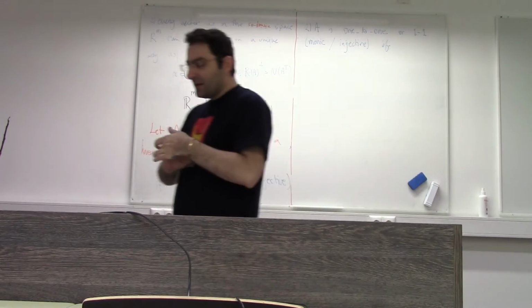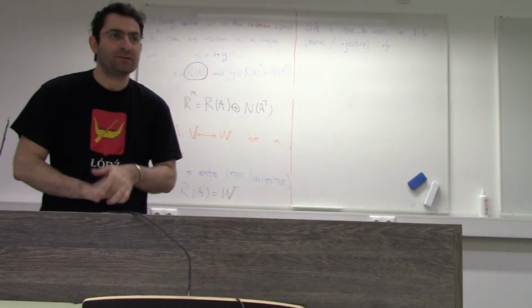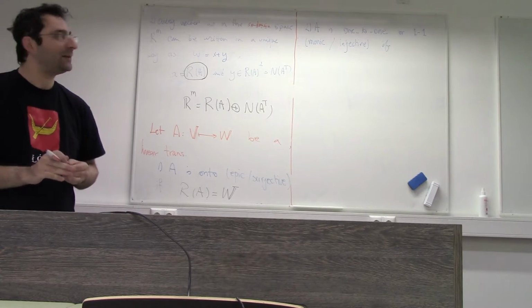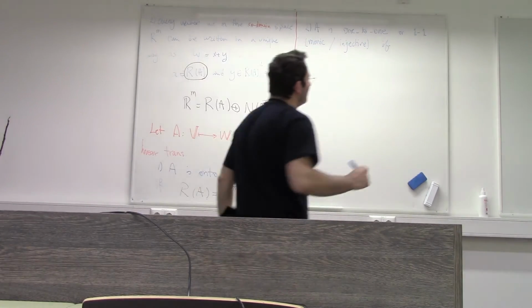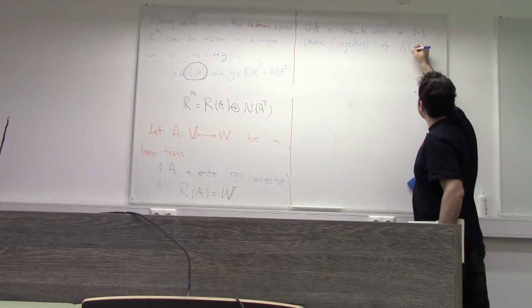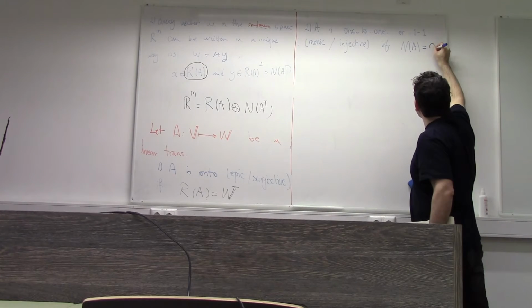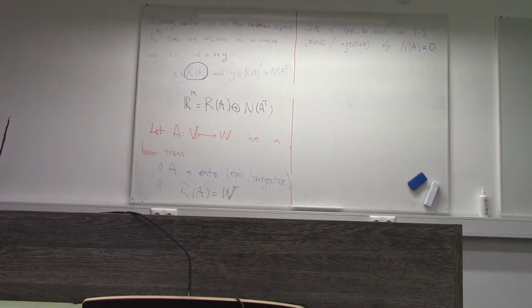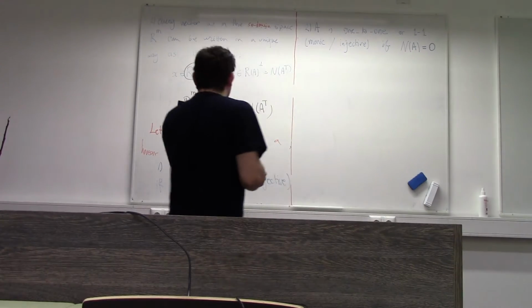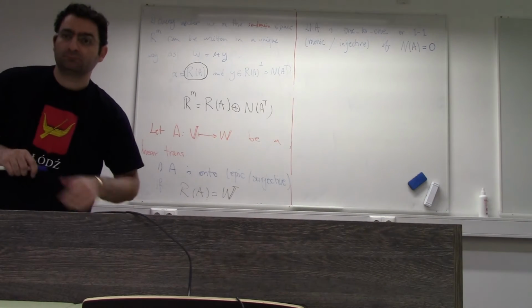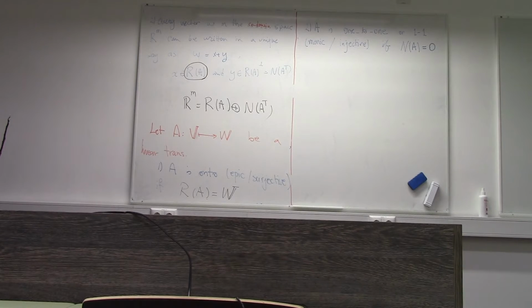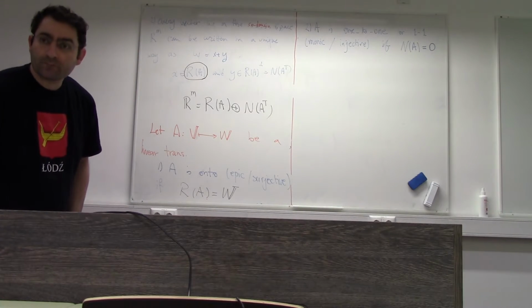Now, in order to have the inverse of the function, we need to have one condition. And the condition is that the null space of A is equal to 0. Null space of A is equal to 0. Why? If it's different from 0, then more solutions will exist.